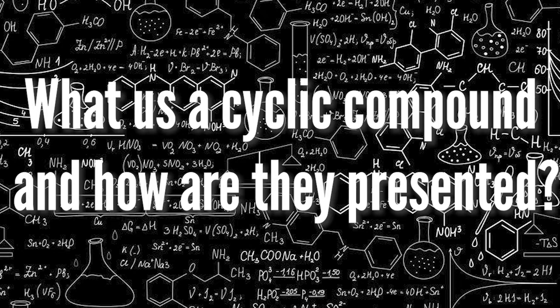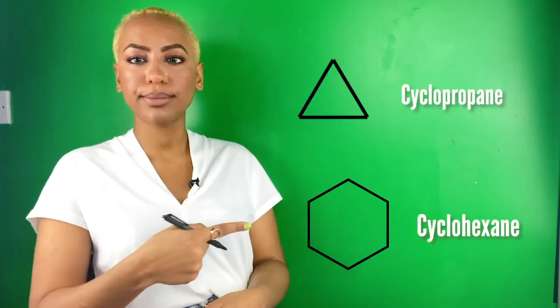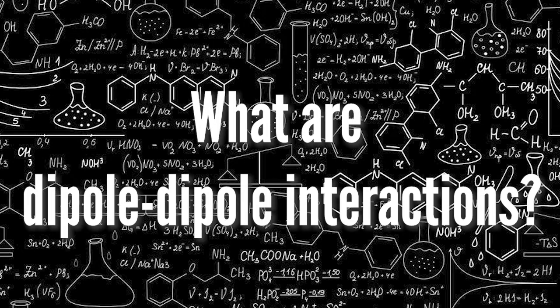29. What is a cyclic compound and how are they represented? A cyclic compound is a compound that contains one or more rings, and they're represented using polygon formulas, such as and 30. What are dipole-dipole interactions? So molecules attract and repel each other. These attractions and repulsions are known as dipole-dipole interactions.